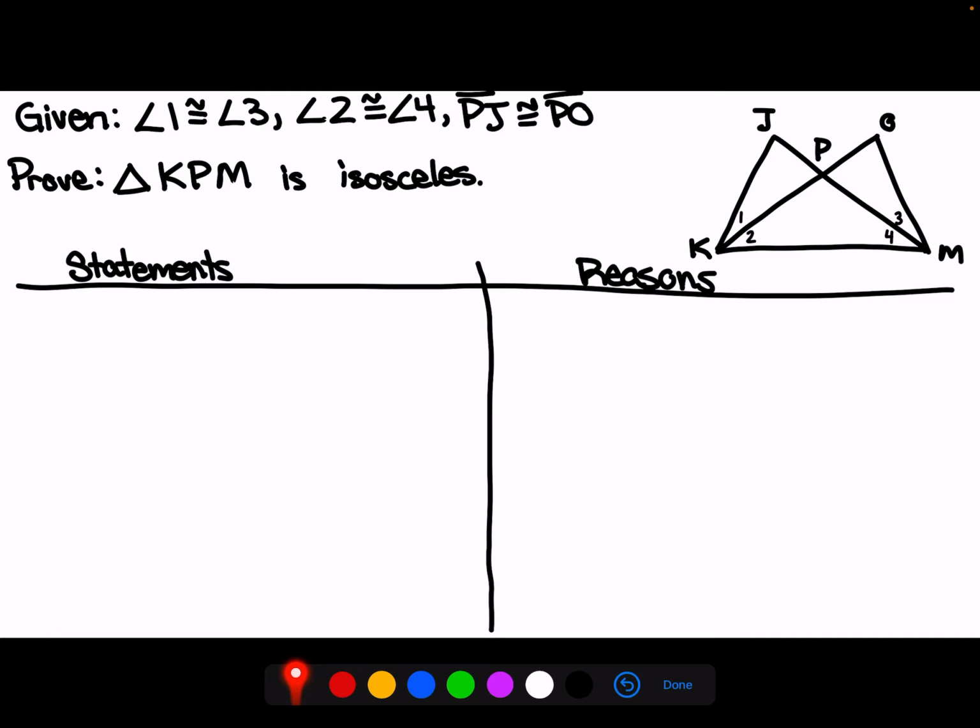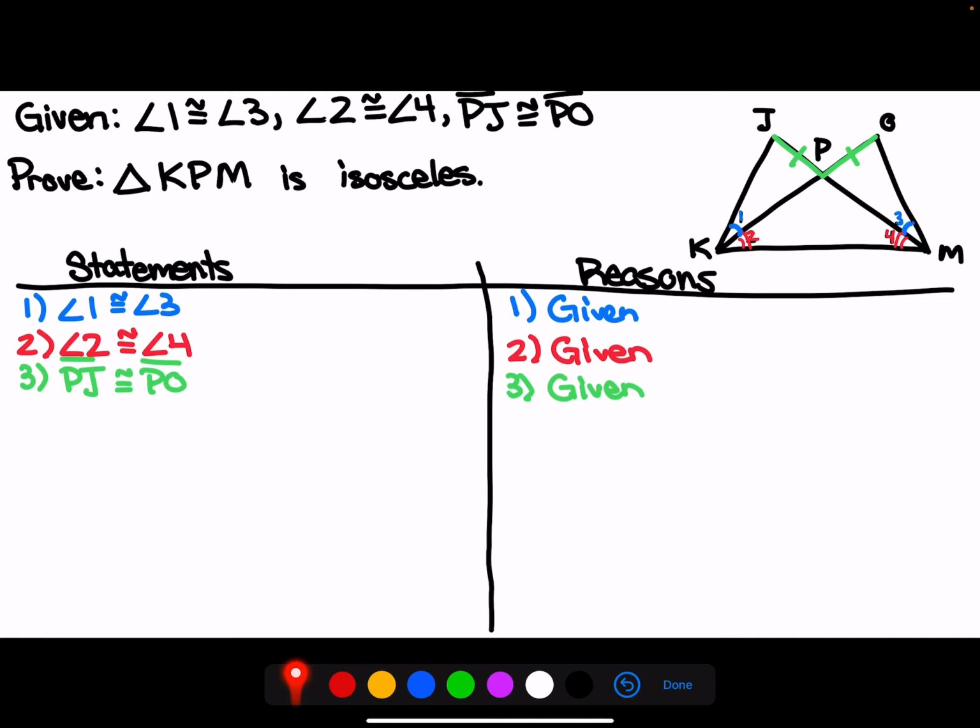So, to get started, I'm going to go ahead and put all my given information in my proof. We have angle 1 is congruent to angle 3, angle 2 is congruent to angle 4, and PJ is congruent to PO. Now, from here, we need to decide which triangles we're going to use to show congruency. Again, our goal is for PK and PM to be congruent. Well, if I choose this smaller triangle, then I need to either prove that OM is congruent to JK, or I need to actually prove PK is congruent to PM, which is our goal, so we're probably not going to do that one right away.